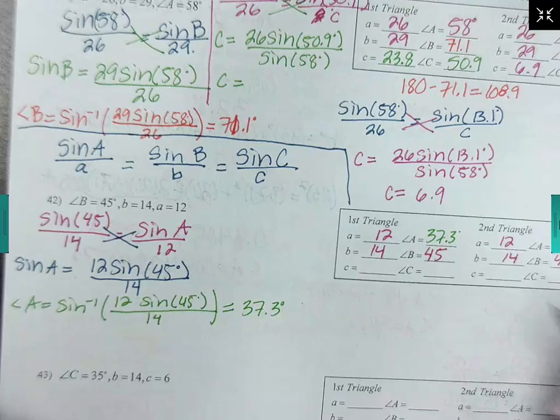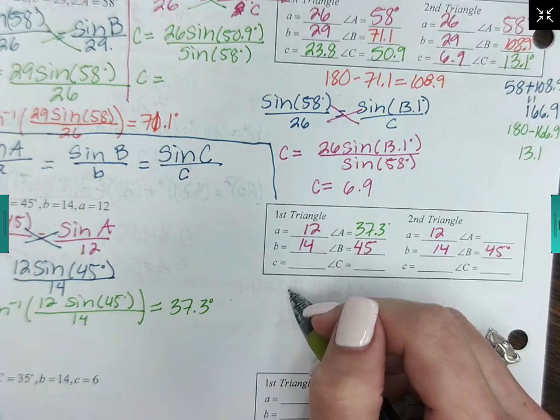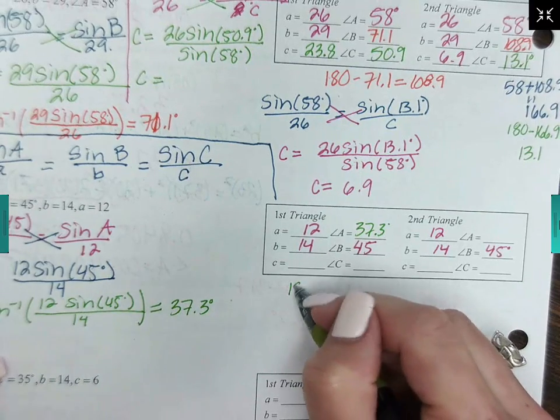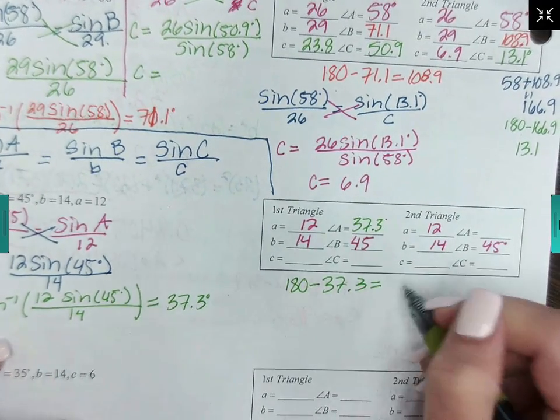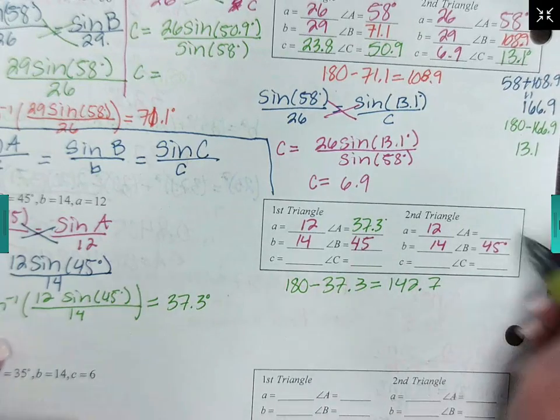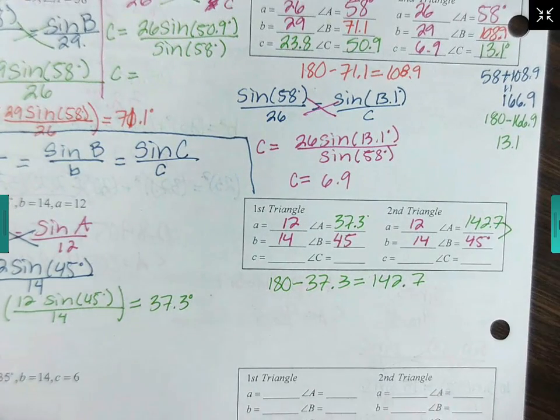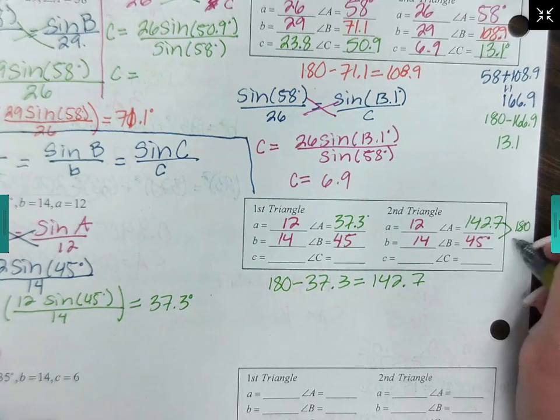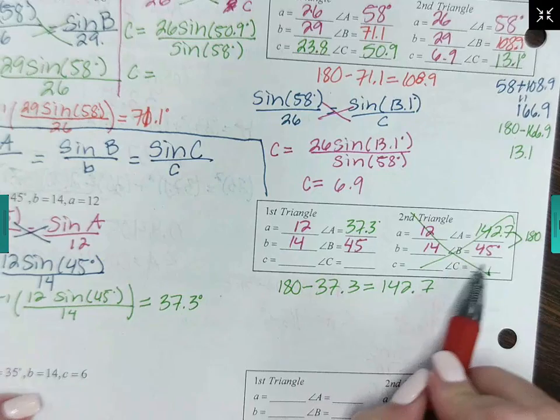Okay, so if this is 37.3 degrees, to determine if there's a second triangle, what do we do? Subtract it from 180, okay? And what did we get when we subtracted it from 180? 142.7? But what happens when we add these two angles together? It's over 180. It's greater than 180, so this is not a triangle. Do you guys see that? The first one still is yes. Because on the second one, we don't have enough degrees for a third angle.